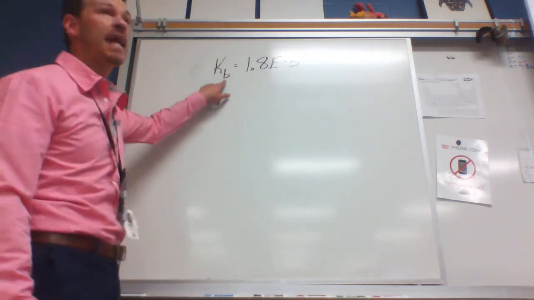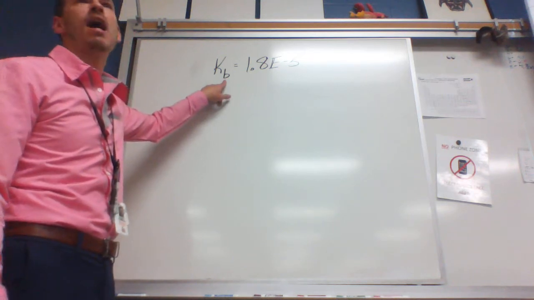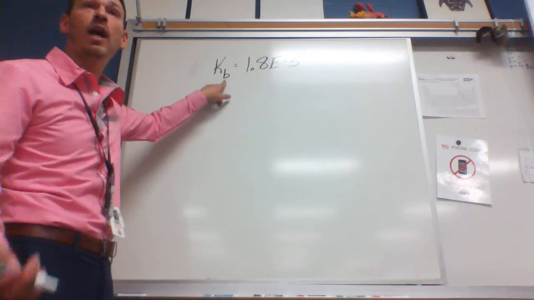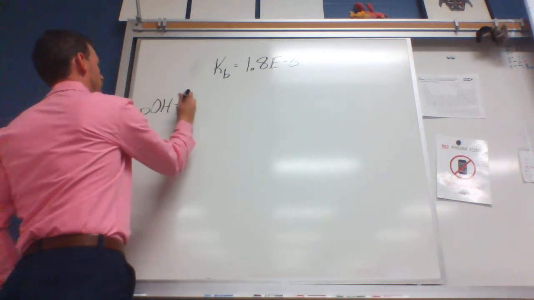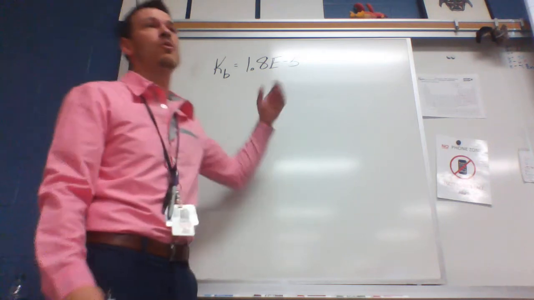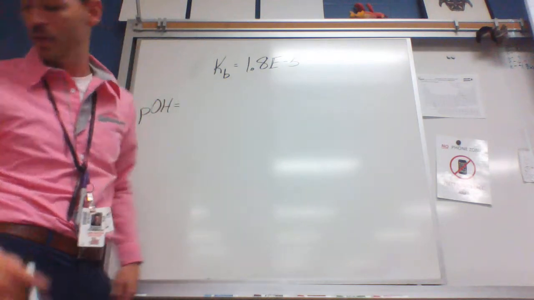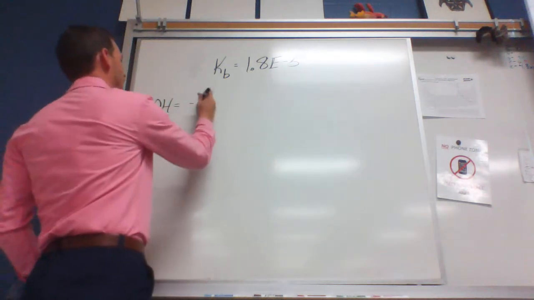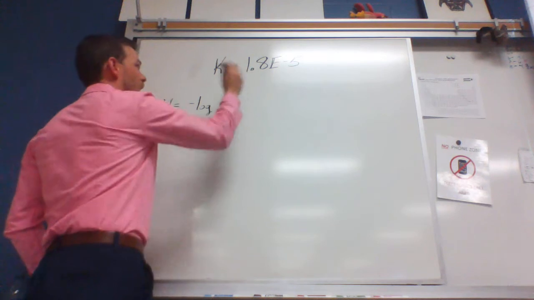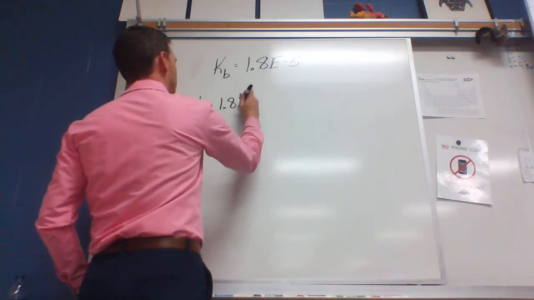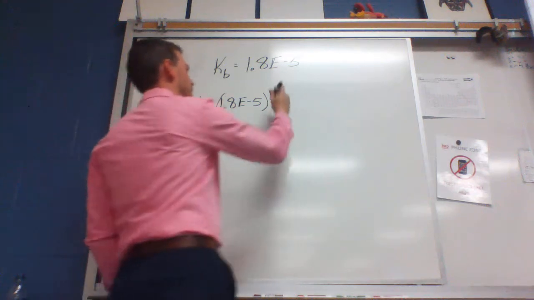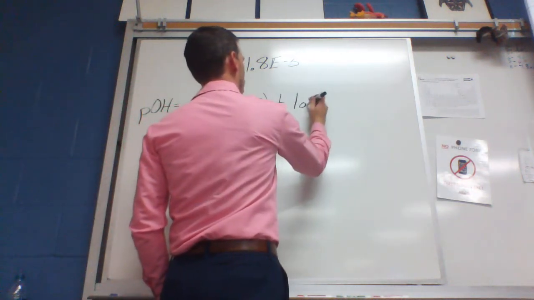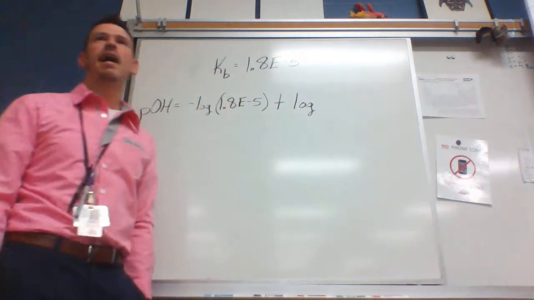Now, if it's KB that we're using, then it's not pH that we're finding in the equation. It's pOH, all right? If KB is the value that you have, it's pOH that you're gonna be finding, all right? So we're gonna go negative log of 1.8 E-5 plus the log. And here's where you gotta not swap it.